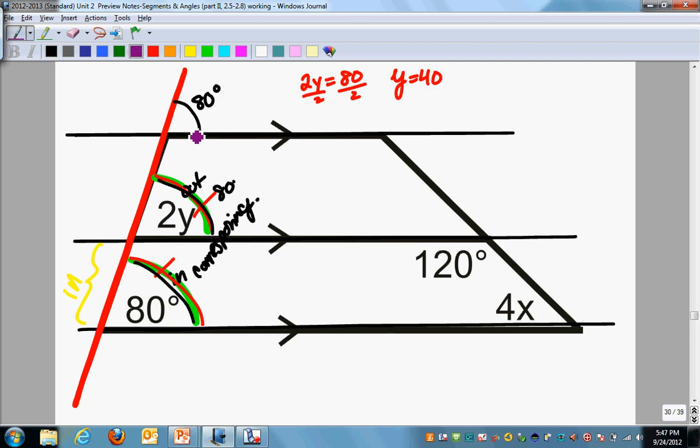And then here, that's a linear pair. That's 180. That means this angle right here is going to be 100. Then this is corresponding this way. This is 100 as well, and that means that is 100. So that's one stir stick. Let's try the other one.